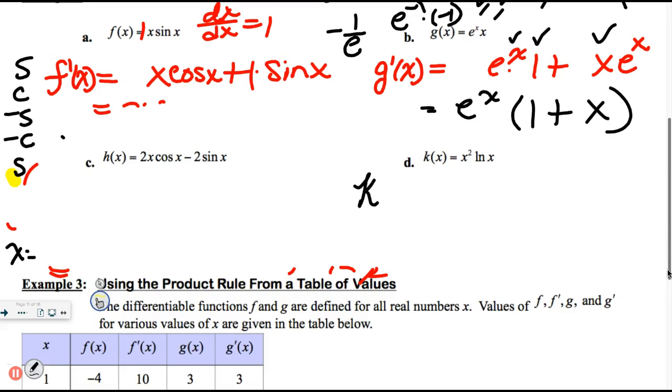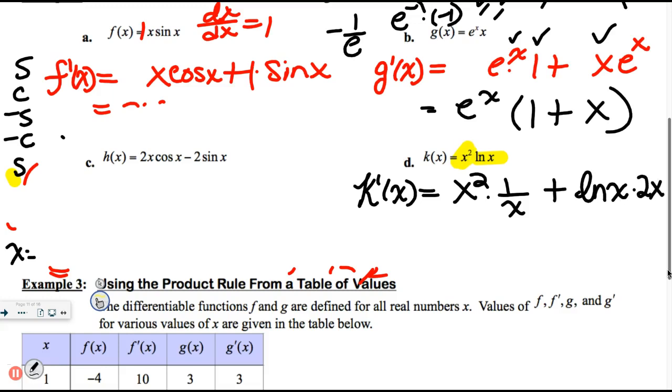So my k prime of x would be first, d second. The derivative of the natural log function is 1 over x. So first d second plus second, which is now the ln x. D first, the derivative of x squared is 2x. When I clean this up, x squared over x is just x. And it looks like I'll get plus 2x ln x. So first d second plus second d first.